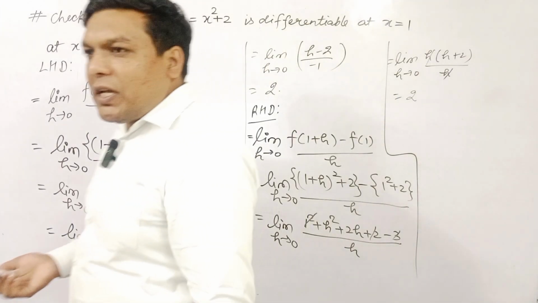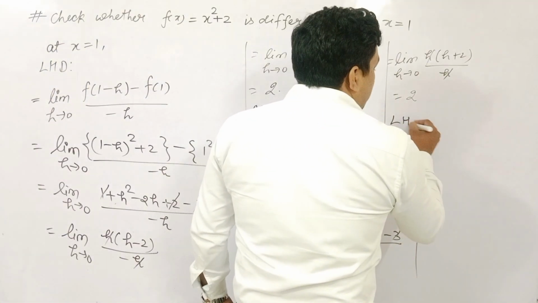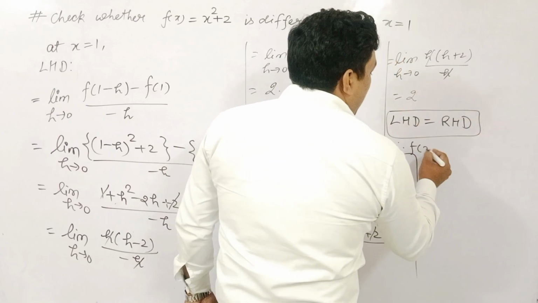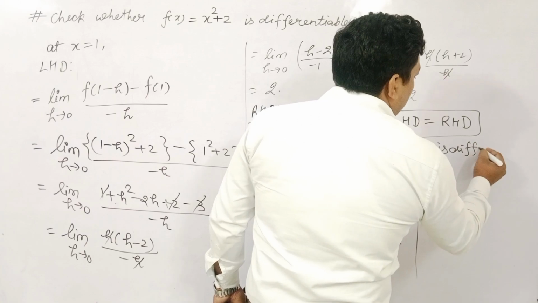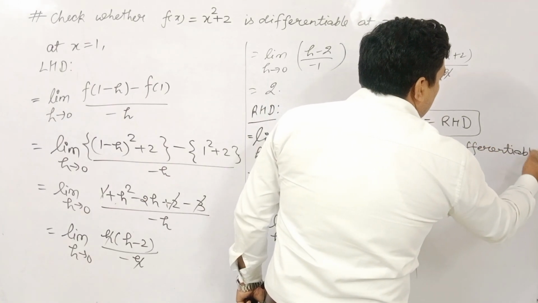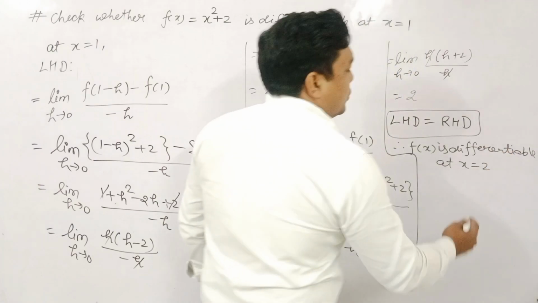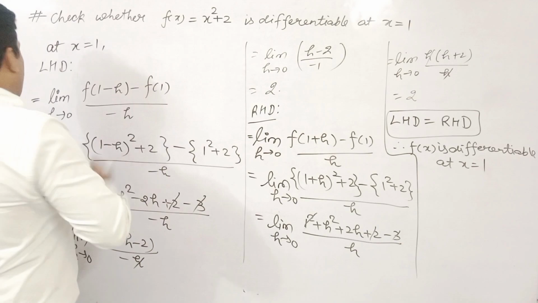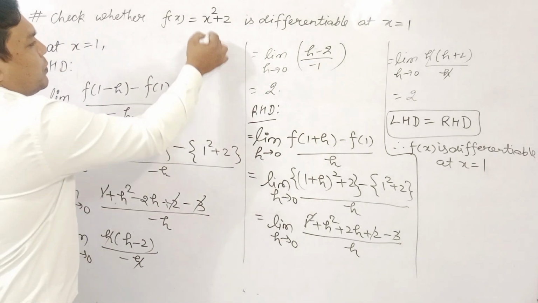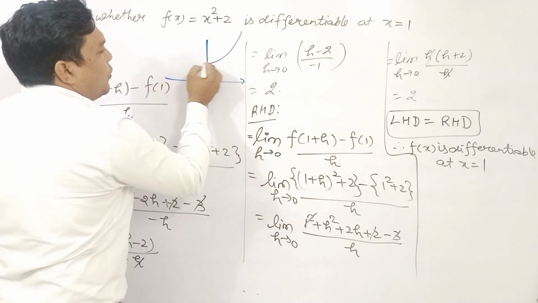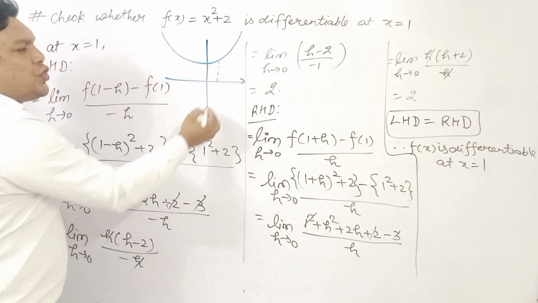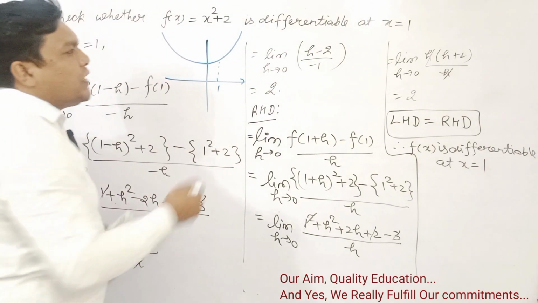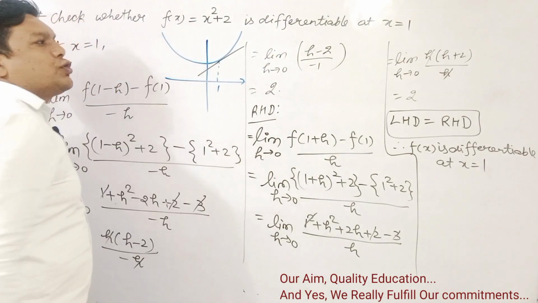Now LHD and RHD both are same. So this function is differentiable. LHD equals RHD. Therefore f of x is differentiable at x is equal to, sorry, x is equal to 1. Now check what will be the graph of x square plus 2. It is like this. This is the graph of x square plus 2. And if we are calculating differentiation at x is equal to 1, that means slope of tangent. This is a smooth curve everywhere. So obviously it is differentiable, and this is the slope of tangent at x is equal to 1, which is 2.